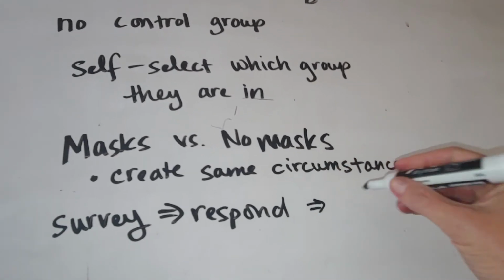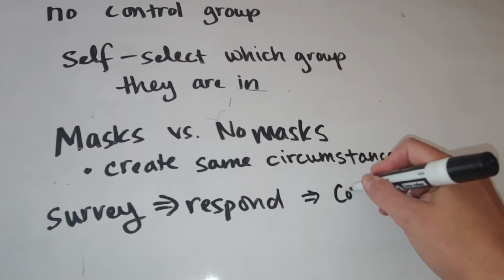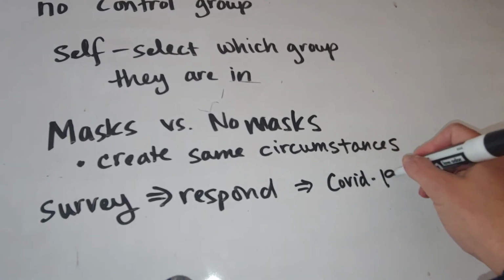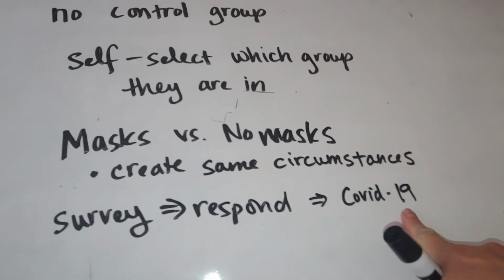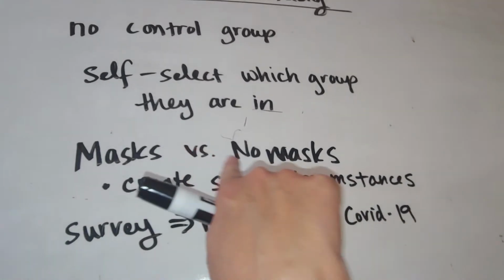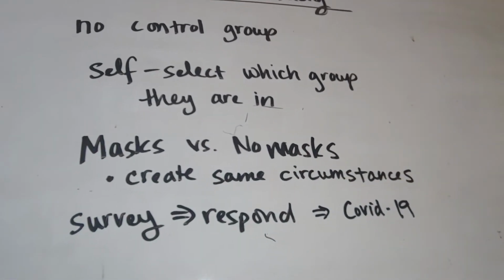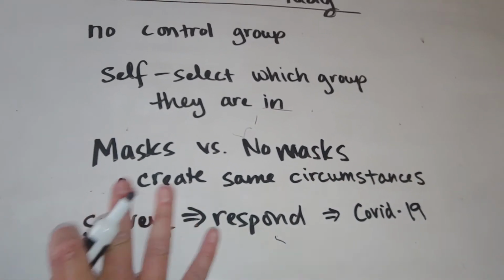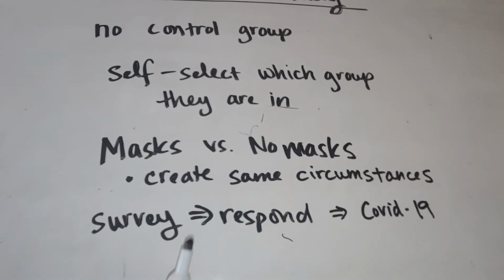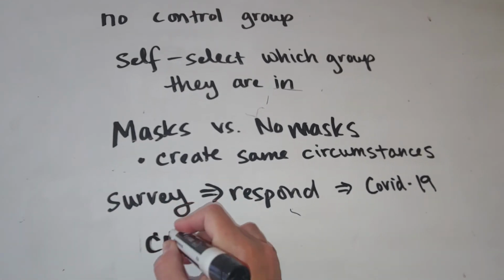We'd probably want to test at the end of this for COVID-19 exposure. So we'd actually have you test. And then based on that, we would try and decide, did the mask help or hurt? Well, as you can imagine, there's a lot of factors going on here. And those factors are called confounding factors.